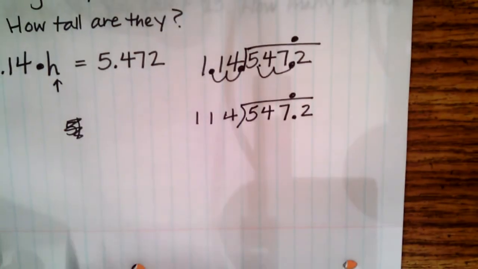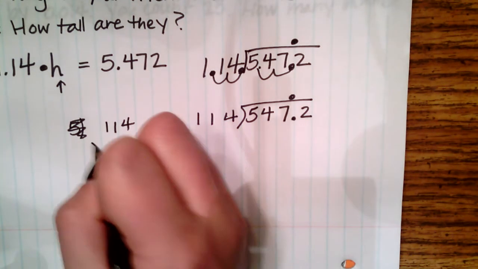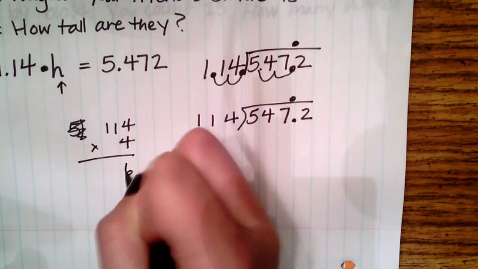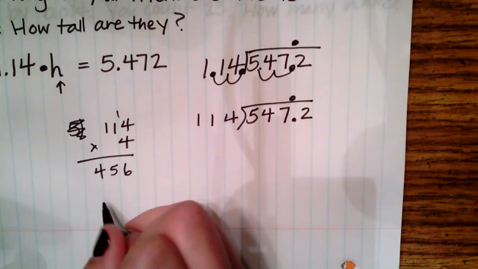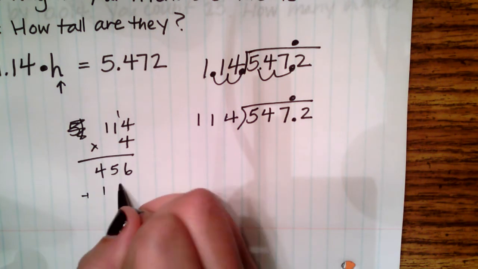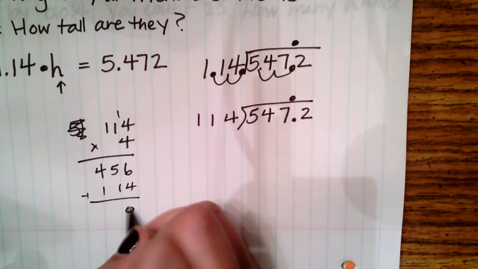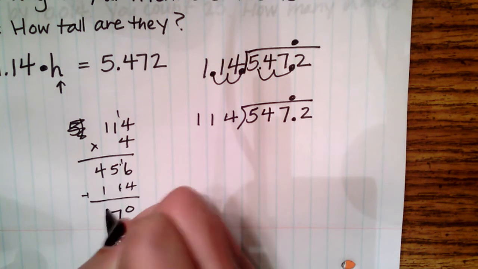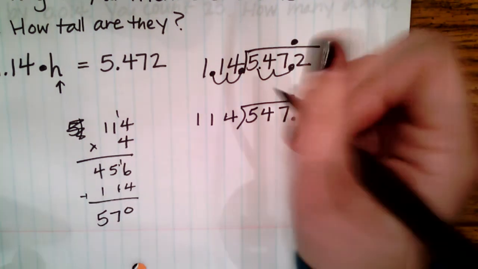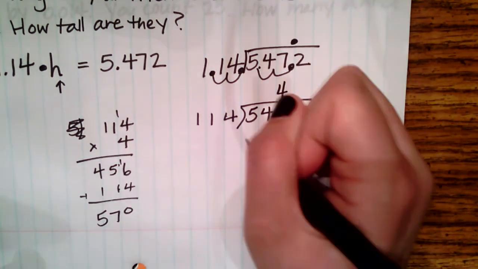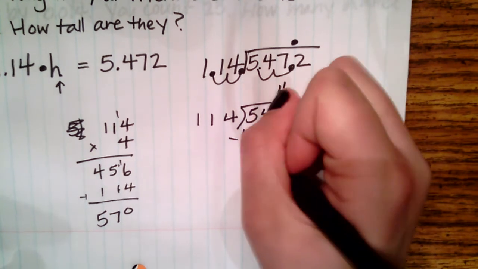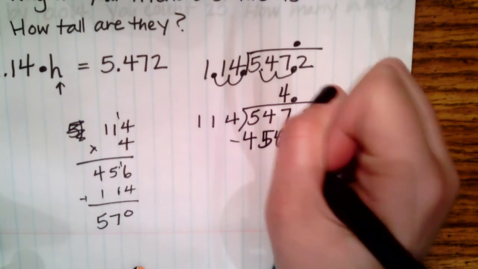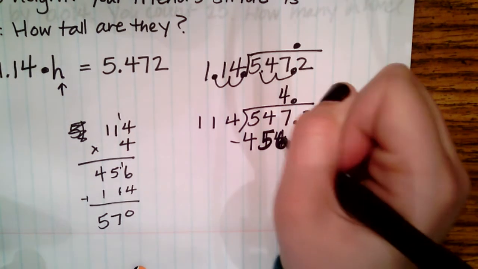I think 114, maybe I'll try times 4. 156. I wonder what another 114 would do. 567, 570. Nope, that's too much. So I'm going to use times 4. 114. Oops, I'm sorry. It should be 456. Oh, this is why you guys use pencil.